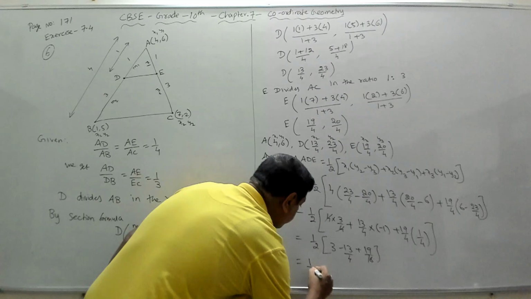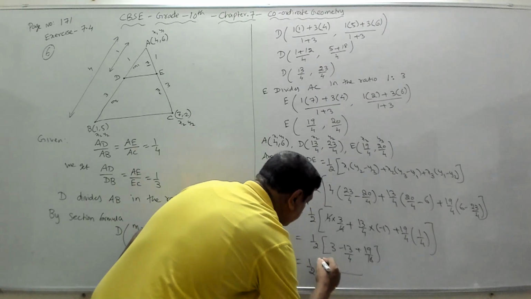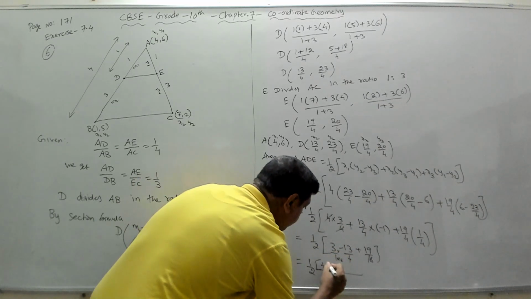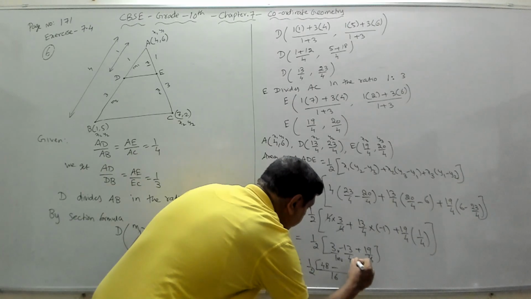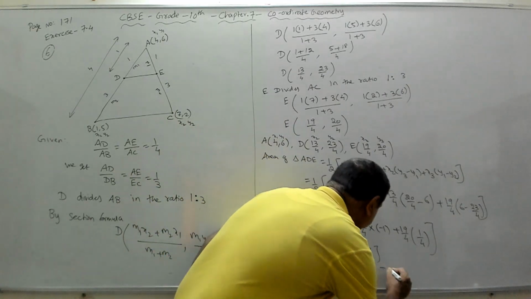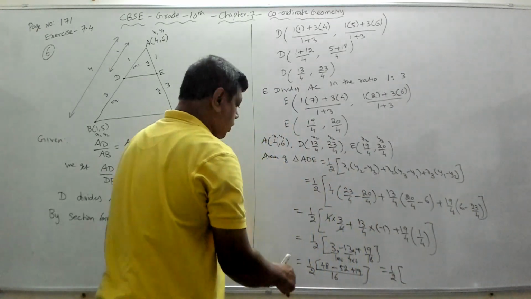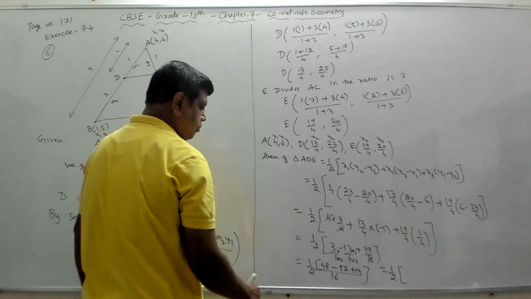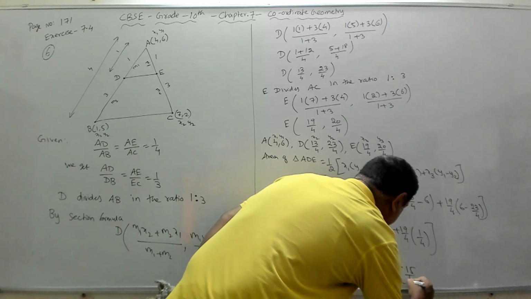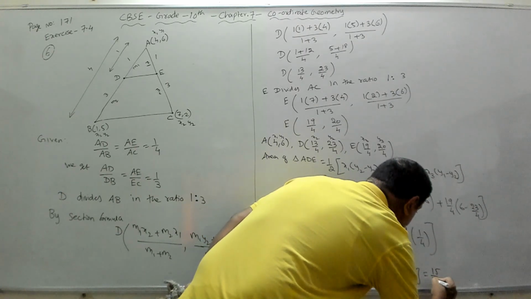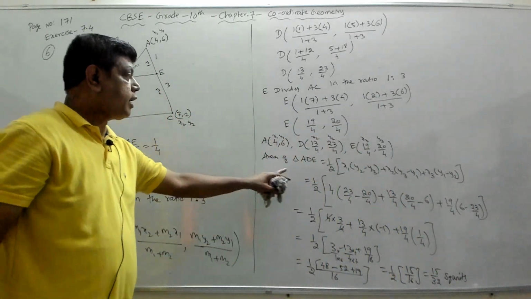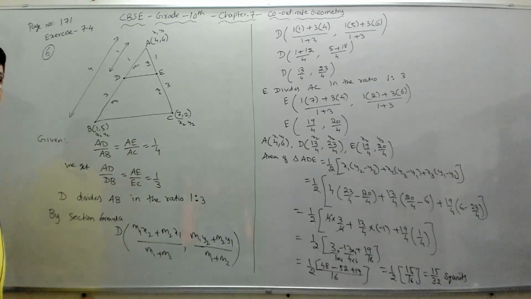So you get 1 by 2 of, so LCM we can take it as 16. So you get 3 by 1. So 16 into 16 is into 16. So 48 minus this is into 4, minus 52 plus 19. So that gives you 1 by 2 of 48 plus 19, or 48 minus 52 is minus 4 plus 19 is 15 by 16. So that gives you 15 by 32 square units. 15 by 32 square units, that is the area of the triangle ADE.